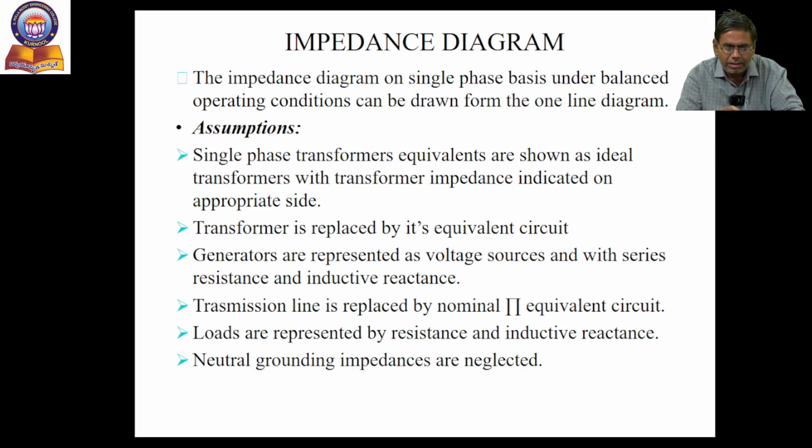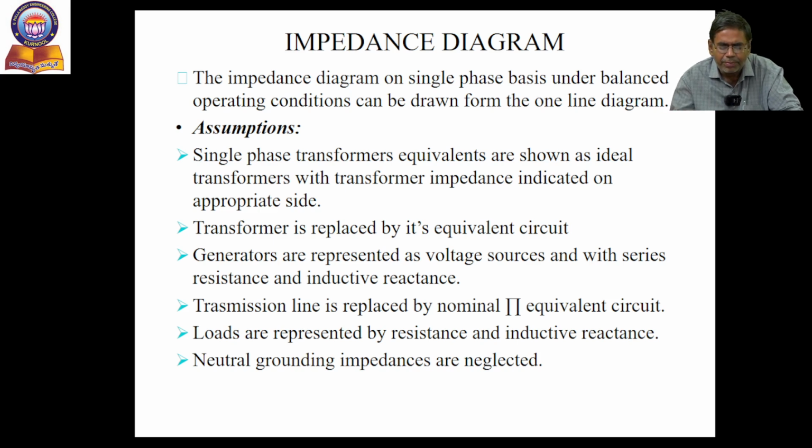The impedance diagram can be drawn on a single phase basis under balanced operating conditions. First, the single line diagram is transformed into an impedance diagram by making assumptions. The single phase transformer equivalent is shown with an ideal transformer, and the transformer impedance is indicated on the appropriate side. The transformer is replaced by its equivalent circuit. Generators are represented by a voltage source in series with resistance and inductive impedance, that is, a constant voltage source behind the proper impedance. The transmission line is represented as a nominal pi circuit, and loads are represented by resistance and inductance in series.